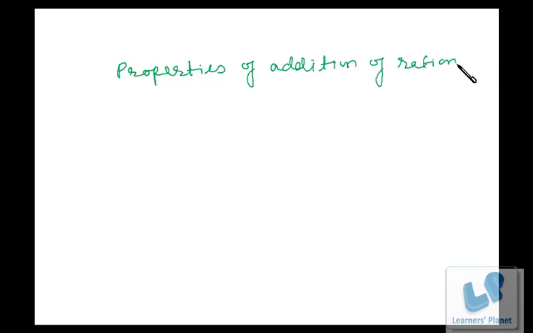So here we are going to discuss properties of addition of rational numbers. Okay, now the very first thing is closure property. Now what's closure property? The sum of two rational numbers will always be a rational number.